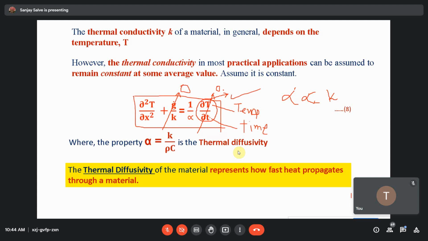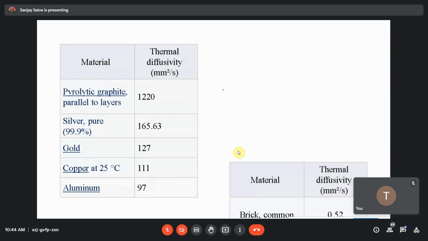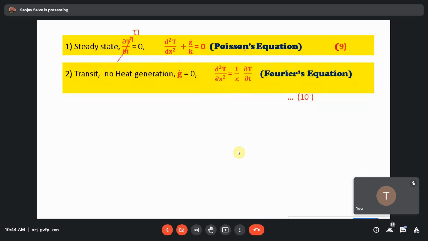Transient means the temperature changes with respect to time continuously. There is no steady state. That is nothing but transient. So here you can see that transient is this one, right? And there is no internal heat generation. So equation number 8 transforms into del square T by del x square equals 1 by alpha, that is 1 by thermal diffusivity, into change of temperature with respect to time, del T by del small time t, and that equation is nothing but Fourier's equation.